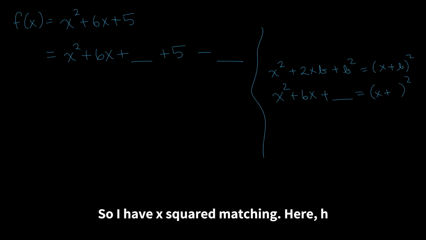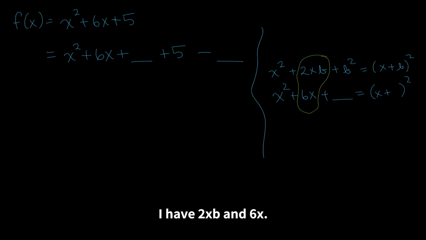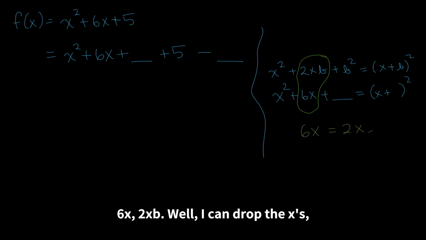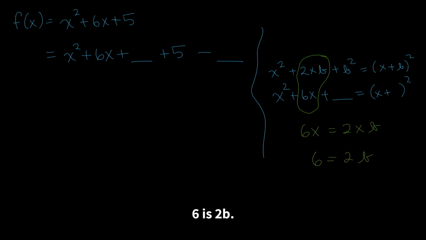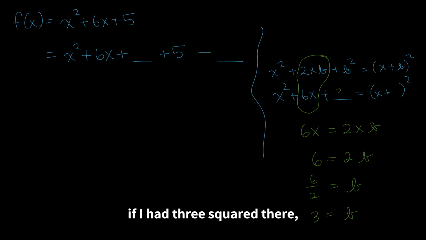So I have x squared matching. Here I have 2xb and 6x. These two things have to be equal. 6x, 2xb. Well, I can drop the x's. Those aren't important. 6 is 2b. So the b that I need is 3. If I had 3 squared there, this would be x plus 3 squared.